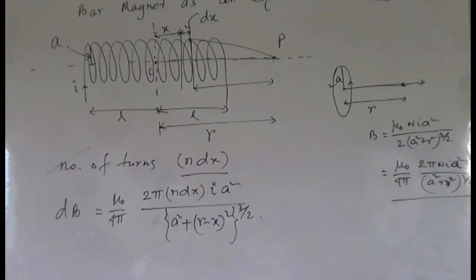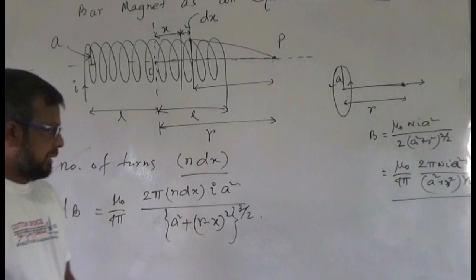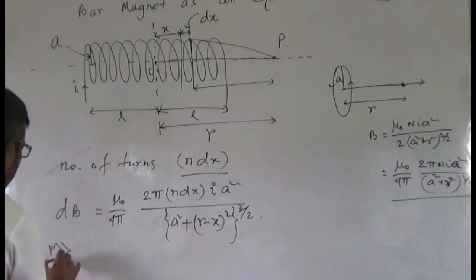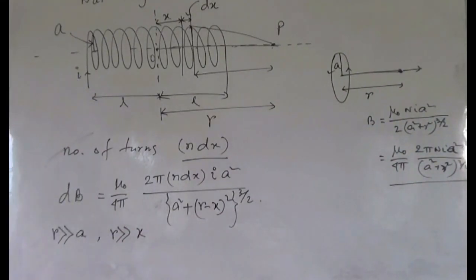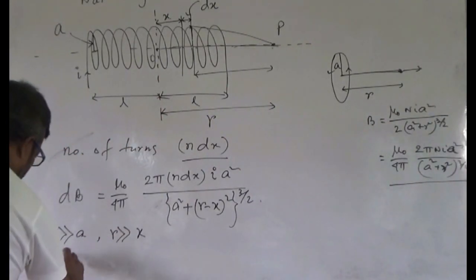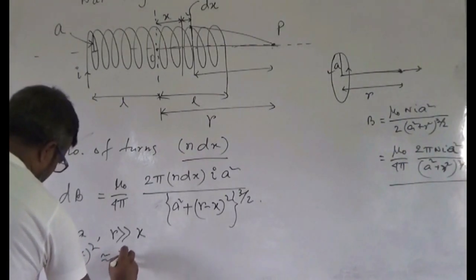We consider that the point P is far away from the center of the solenoid. That means r is much greater than x. Put here: much greater than l means much greater than x also. Then r minus x whole square can be written as r square.